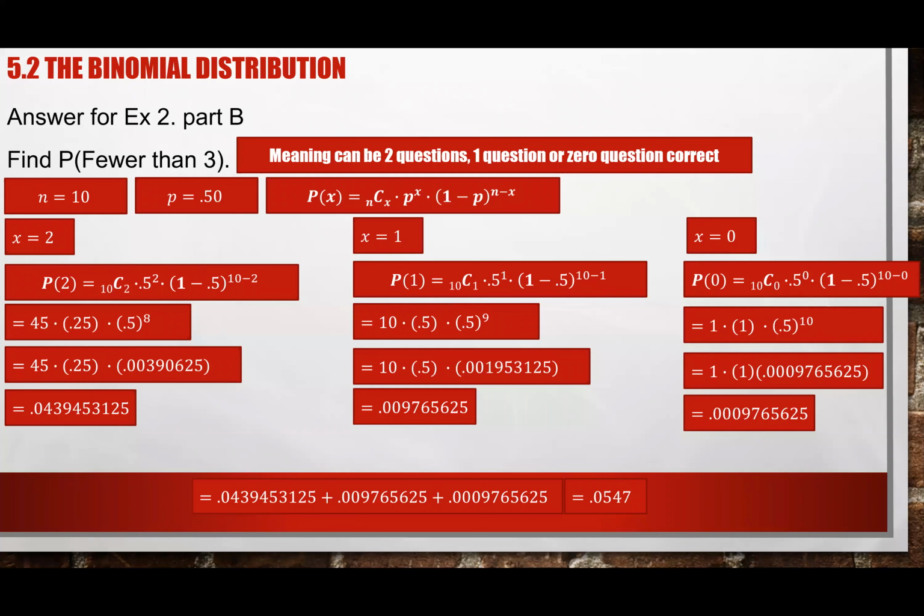Okay, so is this an unusual event? It is not. Remember the cutoff for unusual is less than 0.05. This is 0.0547, which is bigger than 0.05. So this is more than 5%, it is 5.47%. So this is still usual, it's not unusual. But let's question, first of all, where I get the number from, and why do I have to do all three?